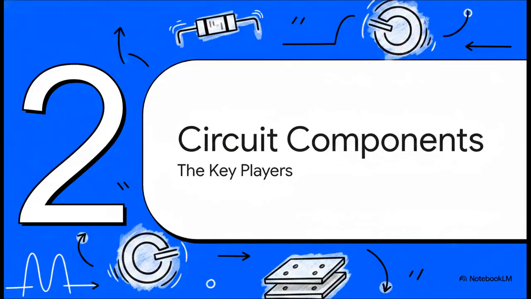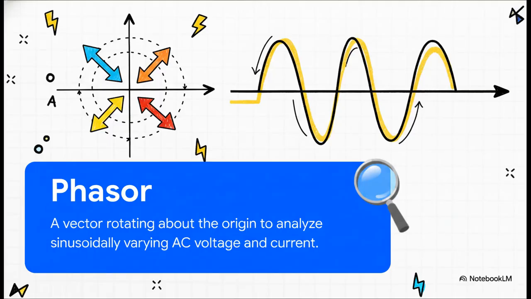Moving right along to Section 2, Meet the circuit components. Let's meet the key players. But before we introduce them, we need to demystify a tool we use to analyze them: the phasor. You're going to see this term a lot in physics. A phasor is simply a vector which rotates about the origin with a specific angular speed.